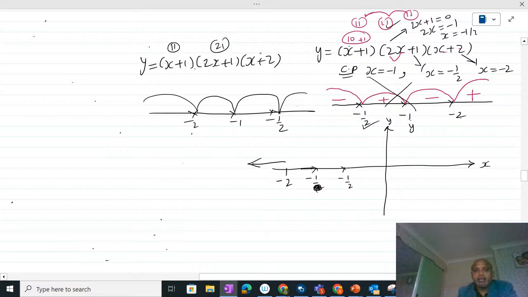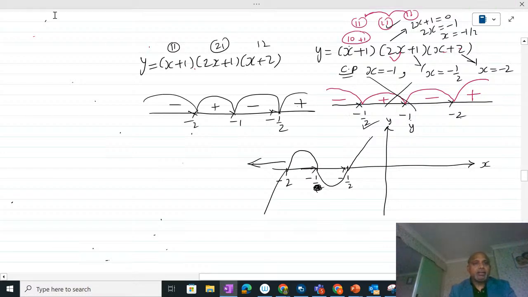We have already done that. And it is 12. So this should be positive. This is negative, positive, and negative. So after minus half, it is positive. Then between minus half and minus 1, it is negative. And then between minus 1 and minus 2, again it is positive. So this will be your sketching part. Is that okay? I'm sorry about that. I just messed up here with my drawing.